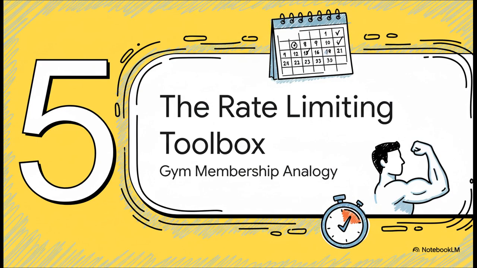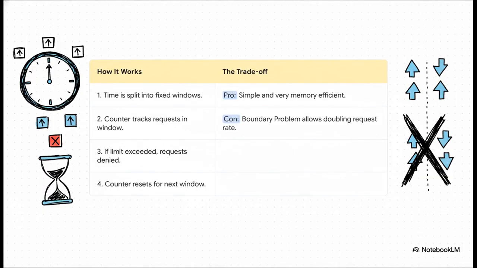Okay, now for one of the simplest methods out there, the fixed window counter. I like to think of this one like a monthly gym membership. It doesn't matter when you go, as long as you don't go more times than your pass allows for that month. All you do is split time into fixed chunks or windows, let's say 1 hour. You just count the requests that come in during that hour. If the user hits their limit, you just deny any more requests until the next hour starts, when the counter resets back to 0. Super simple, right?